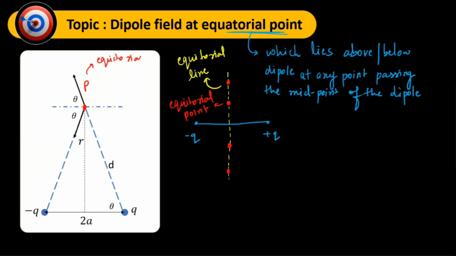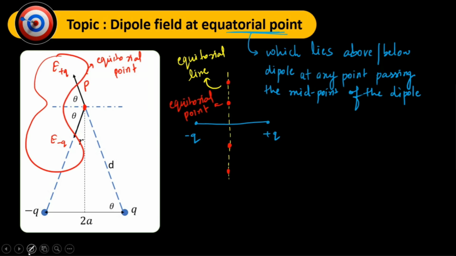Now, to find the electric field at this point, first of all we need to understand how the electric field is directed. As I already told you in the last derivation, because of this positive charge, the electric field must be directed away from the positive charge. So this vector is representing E plus Q. Whereas because of the negative charge, the electric field is directed towards it, so it represents E minus Q. Now, how are we supposed to find the net resultant of these two electric fields?